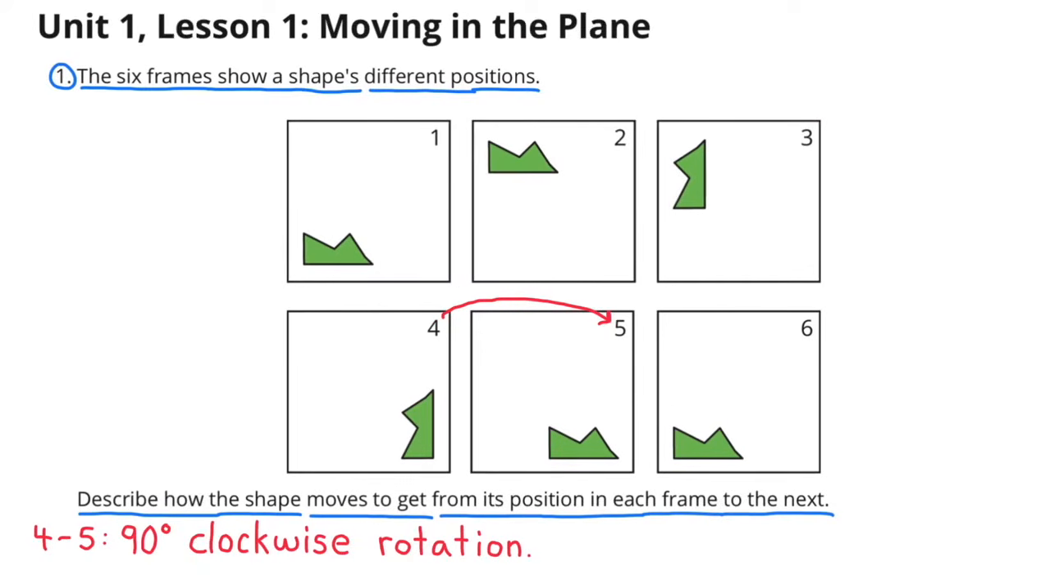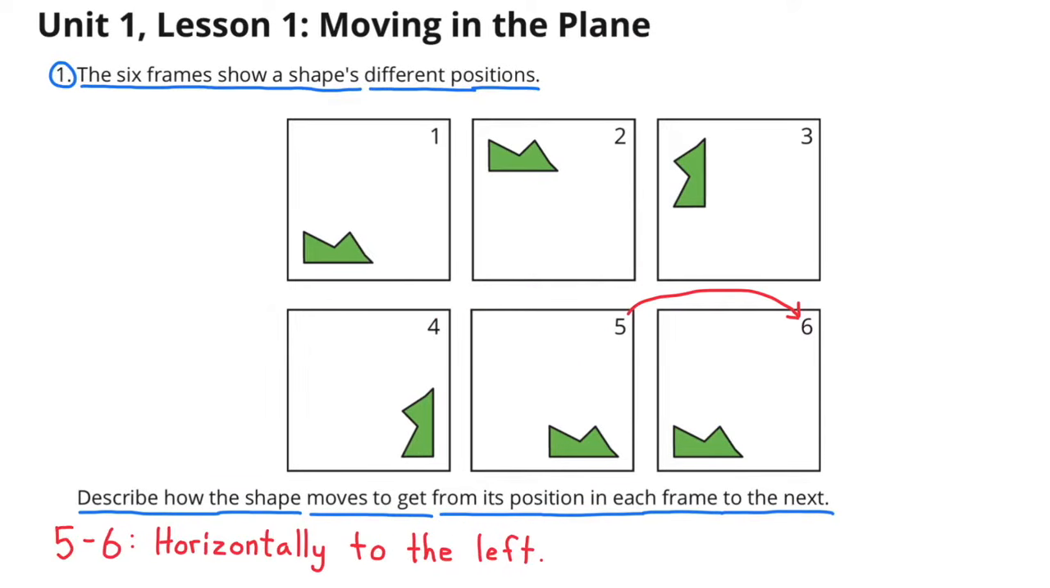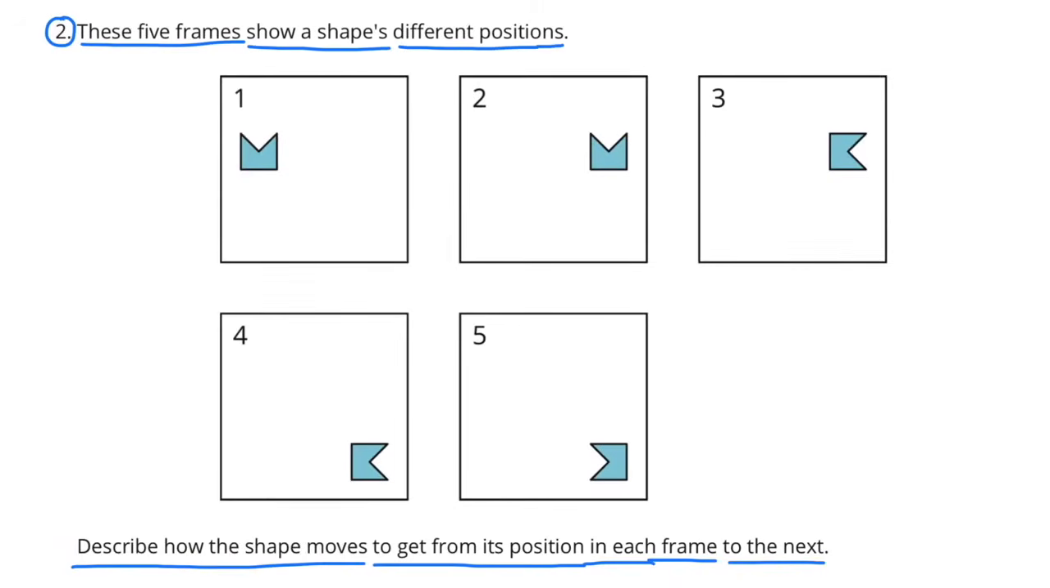From frame 4 to frame 5, the shape rotates 90 degrees clockwise. From frame 5 to frame 6, the shape moves horizontally to the left. Number 2. These 5 frames show a shape's different positions.